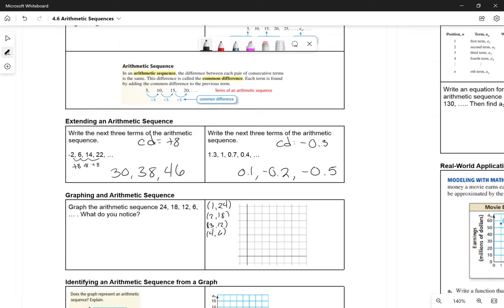Then we're going to label our graph. Our x-axis is counting by ones, since our x values are only going up by 1. And on our y-axis, I'm going to go up by 6s, because I'm noticing a trend in this possible arithmetic sequence. So we just graph this: (1, 24), (2, 18), (3, 12), and (4, 6). We notice that it looks like it has a negative correlation.